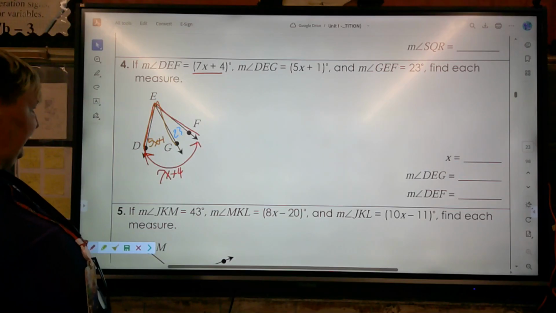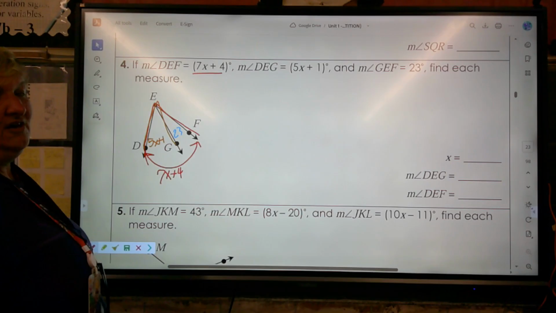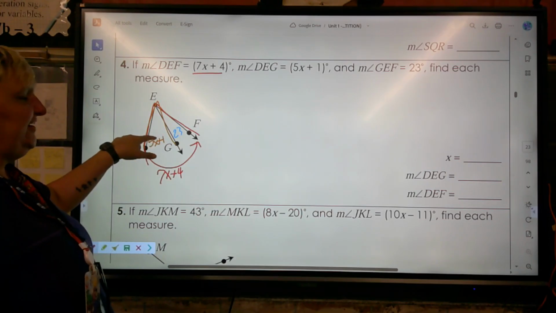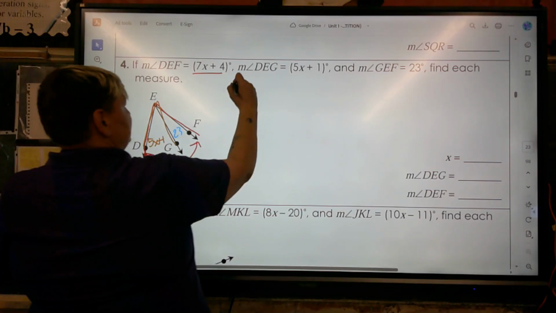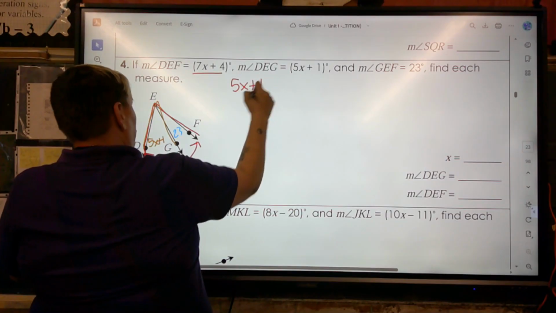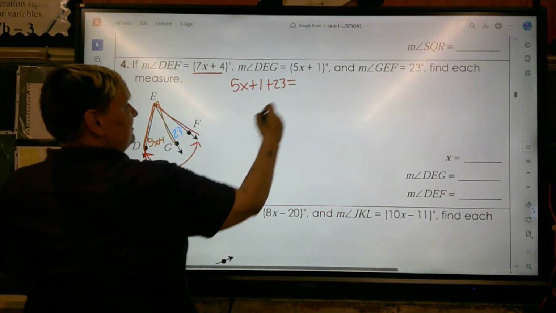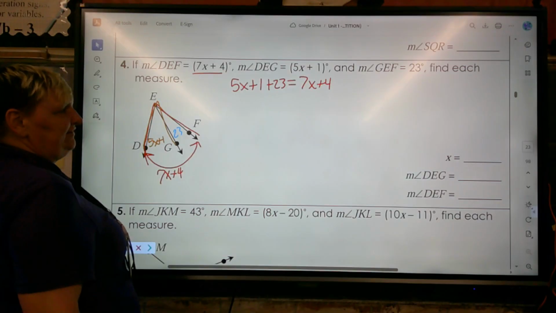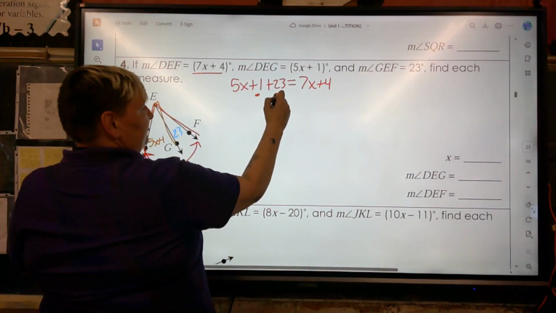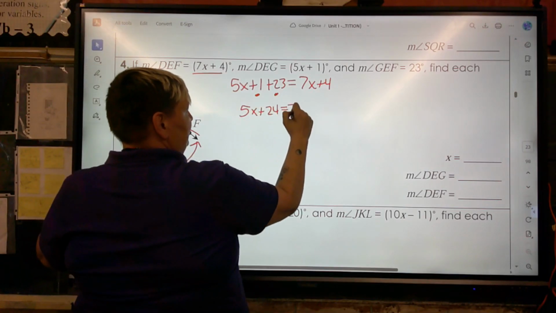Same rules apply. This plus this equals this. That's the angle addition postulate. If you add the two angles together, you will always get the total. So 5x plus 1 plus 23 equals 7x plus 4. Combine like terms. 23 plus 1 is 24. 5x plus 24 equals 7x plus 4.